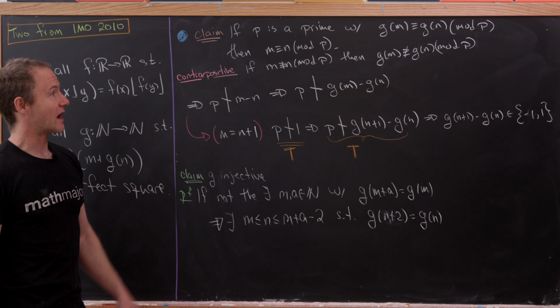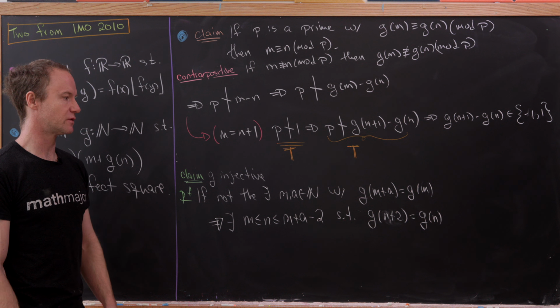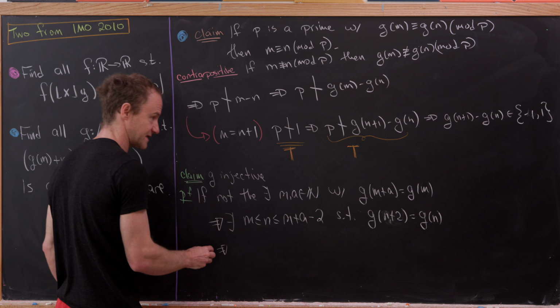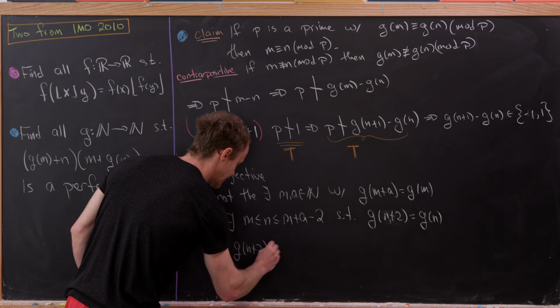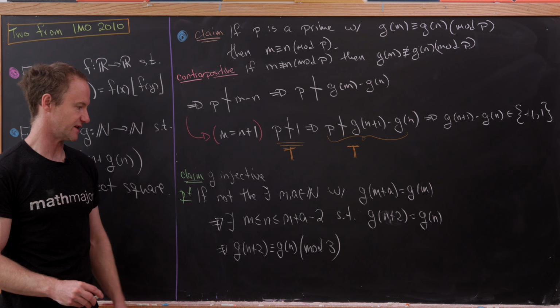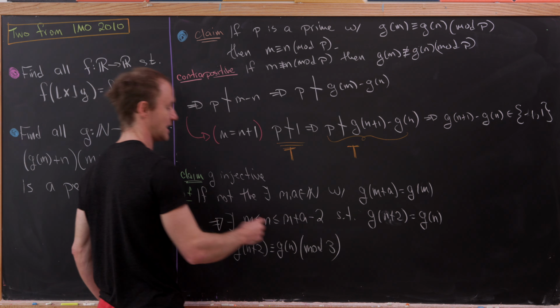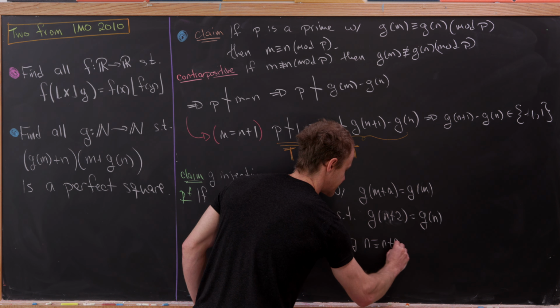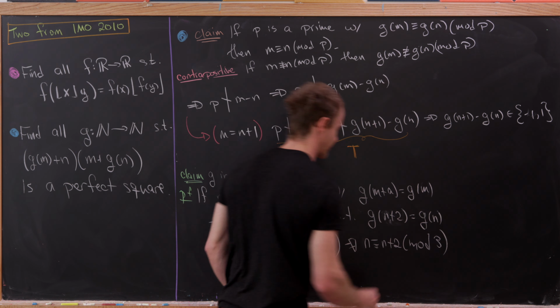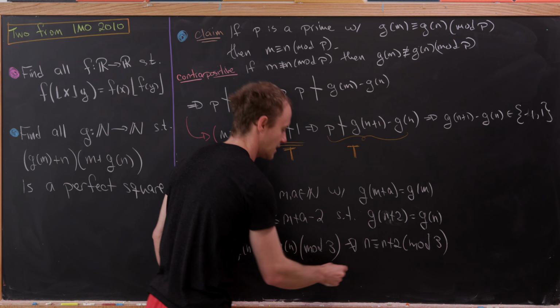But now we're going to apply our claim again. So if g of n plus 2 equals g of n, then for instance, g of n plus 2 is congruent to g of n modulo, well, any prime, but I'm going to use the prime 3 just for simplicity. But then by our claim, that means that n and n plus 2 are congruent modulo 3. But by the definition of congruence mod 3, that means that 3 must divide the number 2, which is an obvious contradiction.